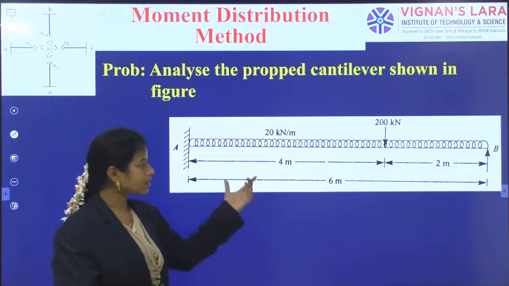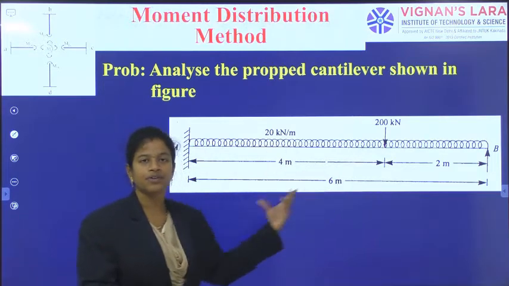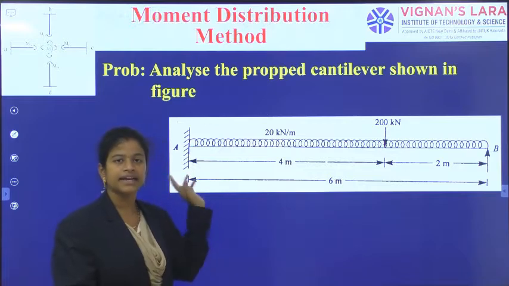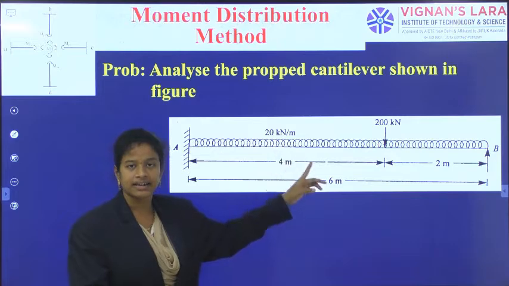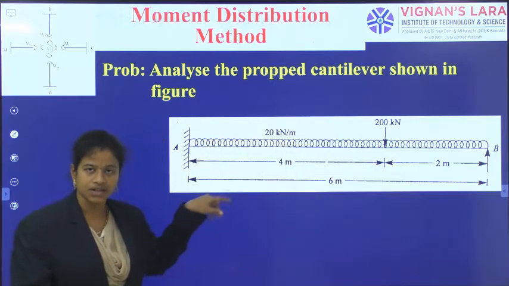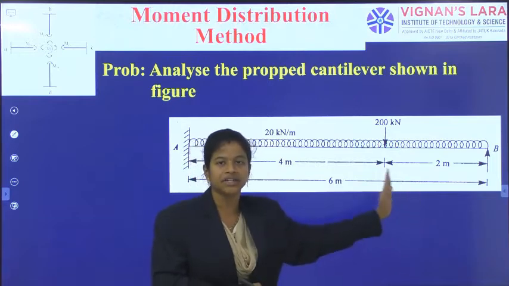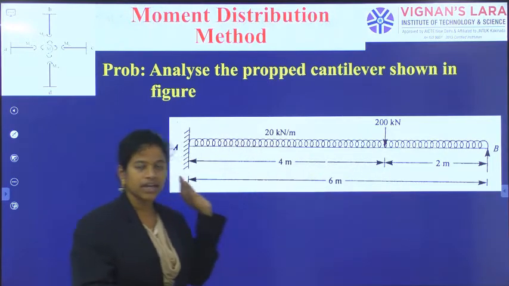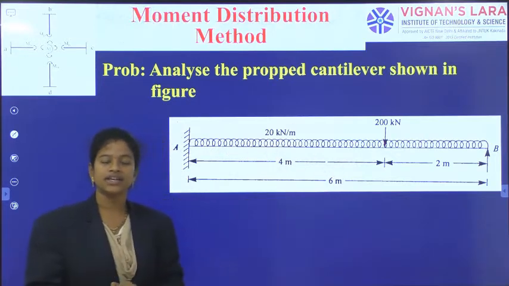Okay, so the structure is a propped cantilever beam with A fixed and B propped, with an overall length of 6 meters, and it is subjected to a UDL of 20 kN per meter over the entire length. And also there is a point load of 200 kN at a distance of 2 meters from the propped end, or you can observe it as 4 meters from the fixed end also. So this is the overall loading on the structure.